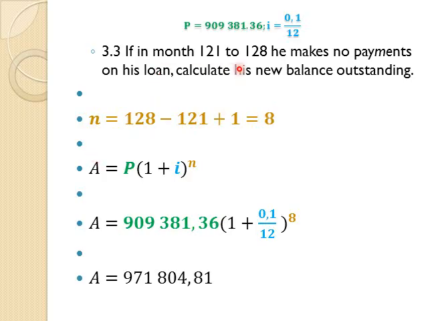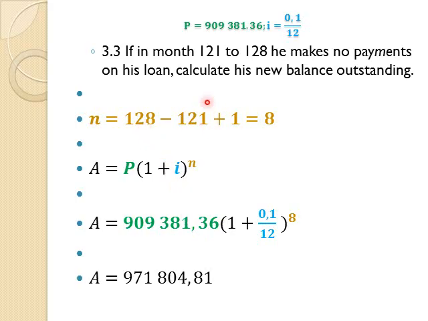Right, so when you don't pay on your loan, we always increase using the compound increase formula. So A equals P times (1 plus I) to the power n. P, my balance outstanding after 10 years, 909,381.36. 1 plus my interest, which is still 0.1 over 12, and N, the 8 months I'm not paying. So for the 8 months I'm not paying, I still owe 971,804 and 81 cents. So my money gets increased every time I don't pay.